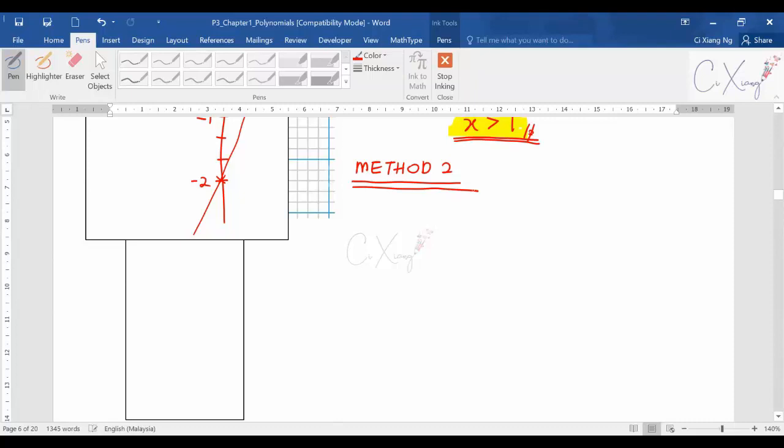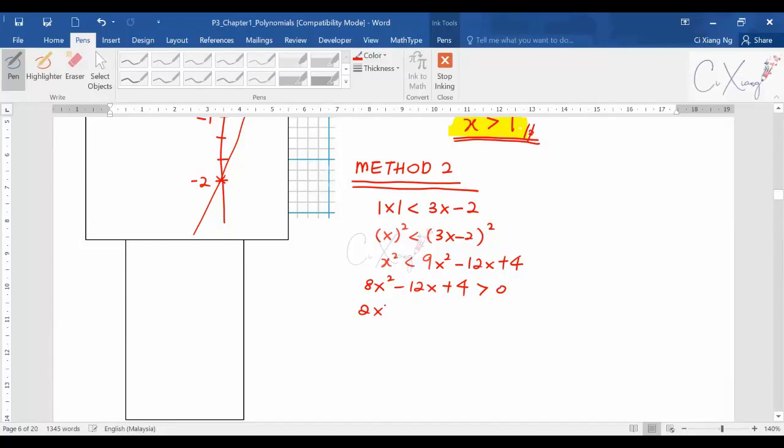For method number 2, what I do is again the same thing: modulus x, I move the number to the other side, which means it becomes 3x minus 2. In the exam, what I am going to do is square both sides. After I square both sides, I will have 8x squared minus 12x plus 4 greater than 0. Then if I simplify it, I will have this.